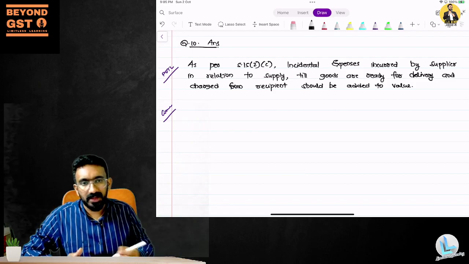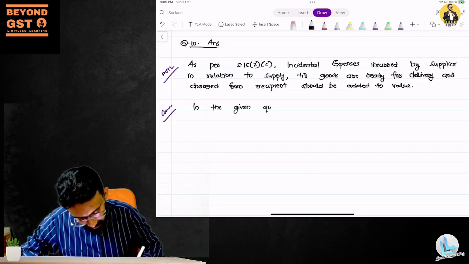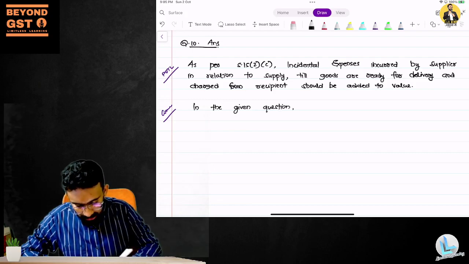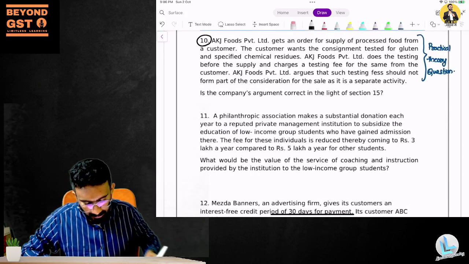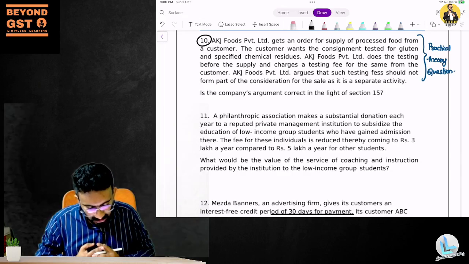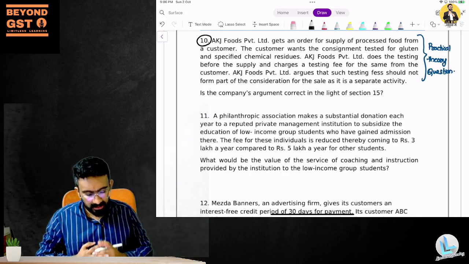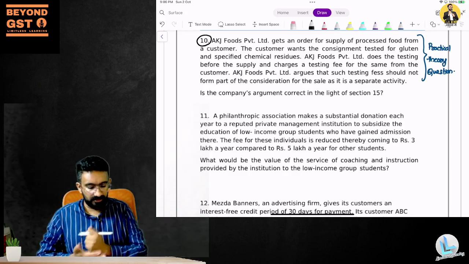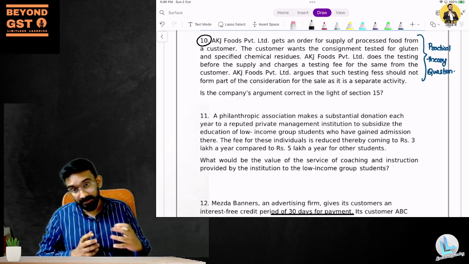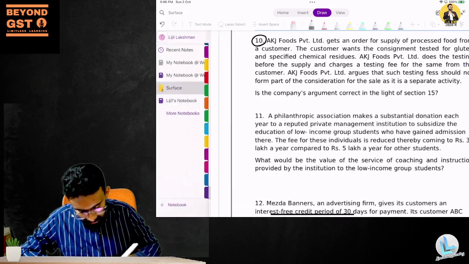So you leave a line, or you start as a paragraph and you write, in the given question, you make a reference to what is there. Then you try to understand what is the scenario that is given to you to present. AKJ Foods Limited does the testing before supply of the same. Okay, so they are testing their food for gluten and then they're getting a certification on the same, and they're paying some testing fees and getting it from the customer itself, and they are not including this in the value. So the party is AKJ Foods Limited.